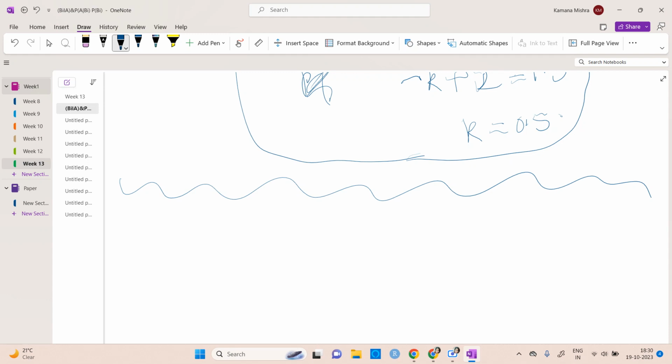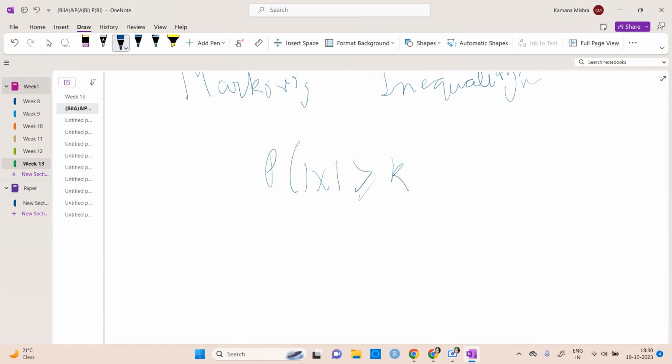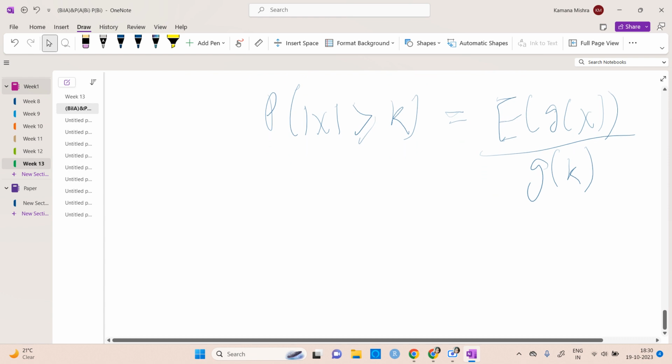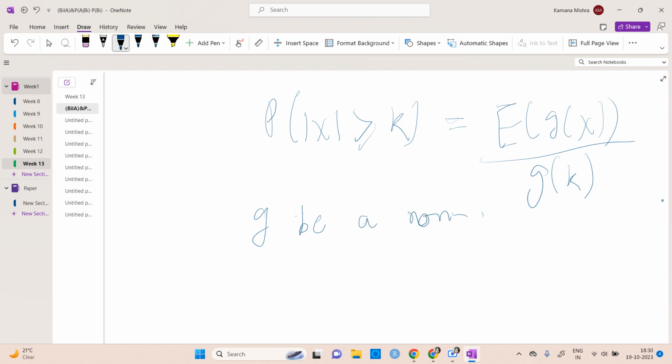Now, there is another thing, Markov's inequality. We use it less if you compare with Chebyshev's, but still I'm going to write this. Let g(x) be a non-negative and non-decreasing function of Rx.